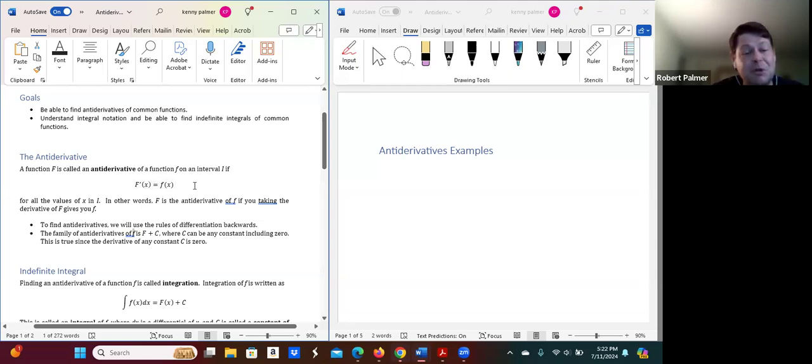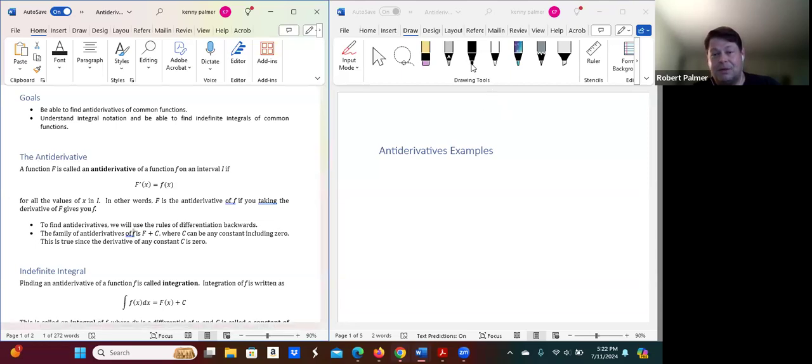What function gives you a derivative of small f? That's going to be big F. In other words, big F is the antiderivative of small f. If you take the derivative of big F, it gives you small f. This definition of antiderivative uses the rules of differentiation backwards. And this next point mentions a constant, and I want to talk about that in just a moment. So first, let's go over to the right and talk about some examples.